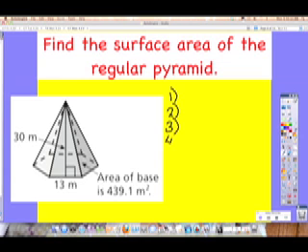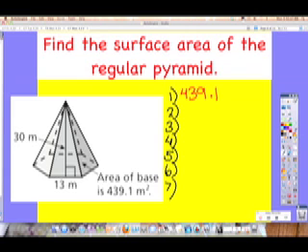Hand in the air. What did you do first on this one? What did you do first? Keely, what did you do? I actually just put 439.1 because it's the area of the base. Nice. She said she wrote down 439.1 because it's the area of the base. Nice. It's nice that you did it for us, right? Sheen, what did you do next?